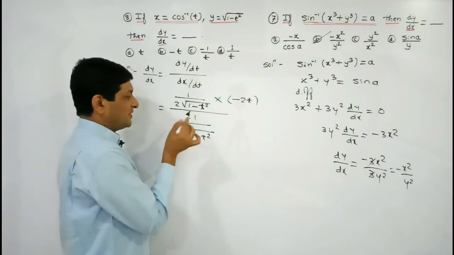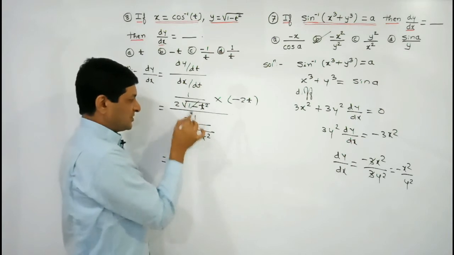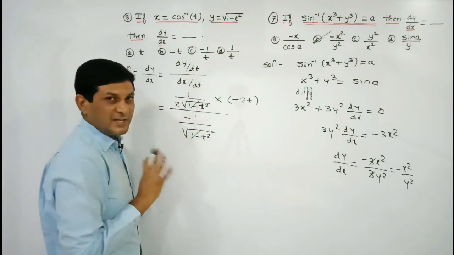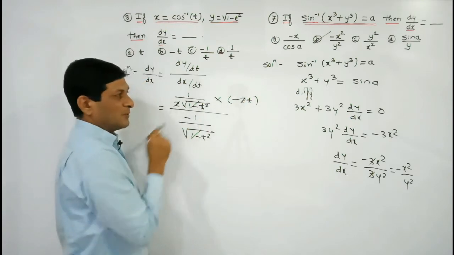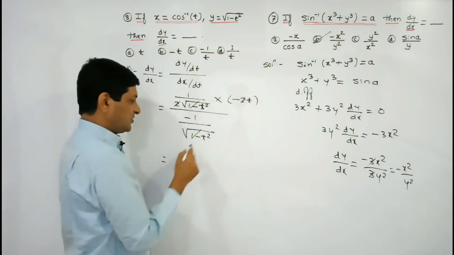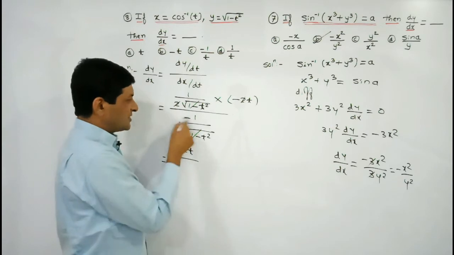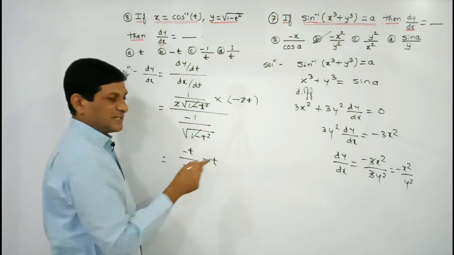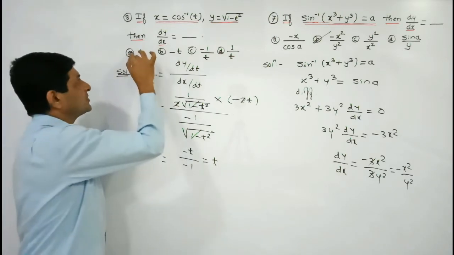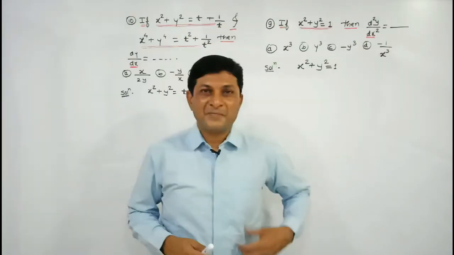Observe it very carefully. चलो ये under root 1 minus t square और under root 1 minus t square cancel हो गया. This 2 and this 2 also will get cancelled. What is the remaining term in the numerator? Minus t. And in the denominator, what is the remaining term? Minus 1. So it will be equal to t. Minus and minus will get cancelled. So here A option will be the correct answer.